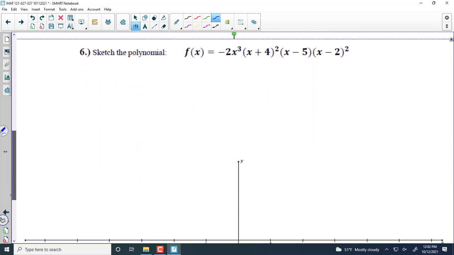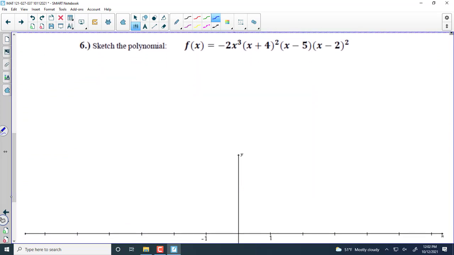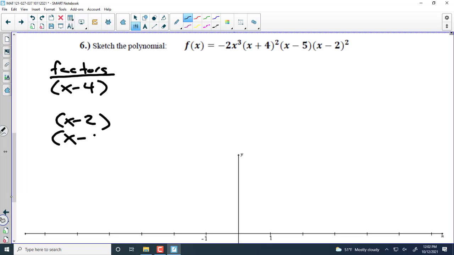Let's sketch a polynomial. All right, so I don't know where you want to start. Let's start with writing down the factors or the zeros. So I'll go x minus 4, x minus 2, x minus 5. That's pretty good. I'm very good at that.